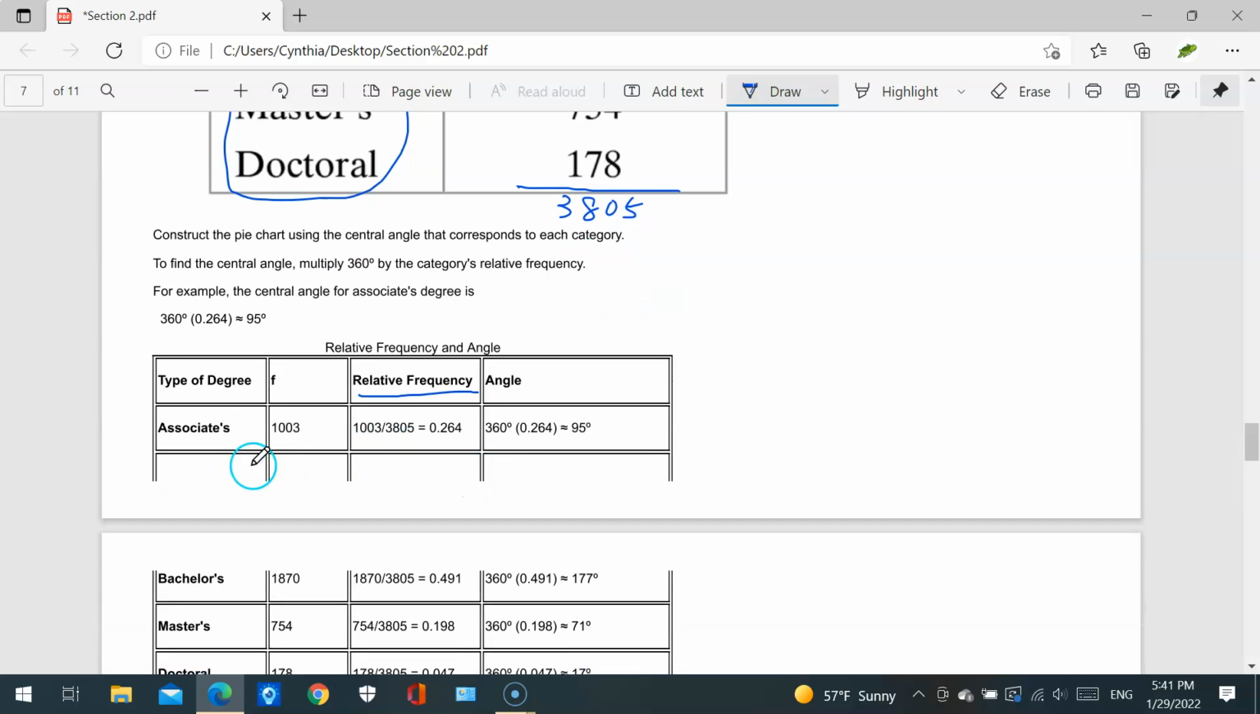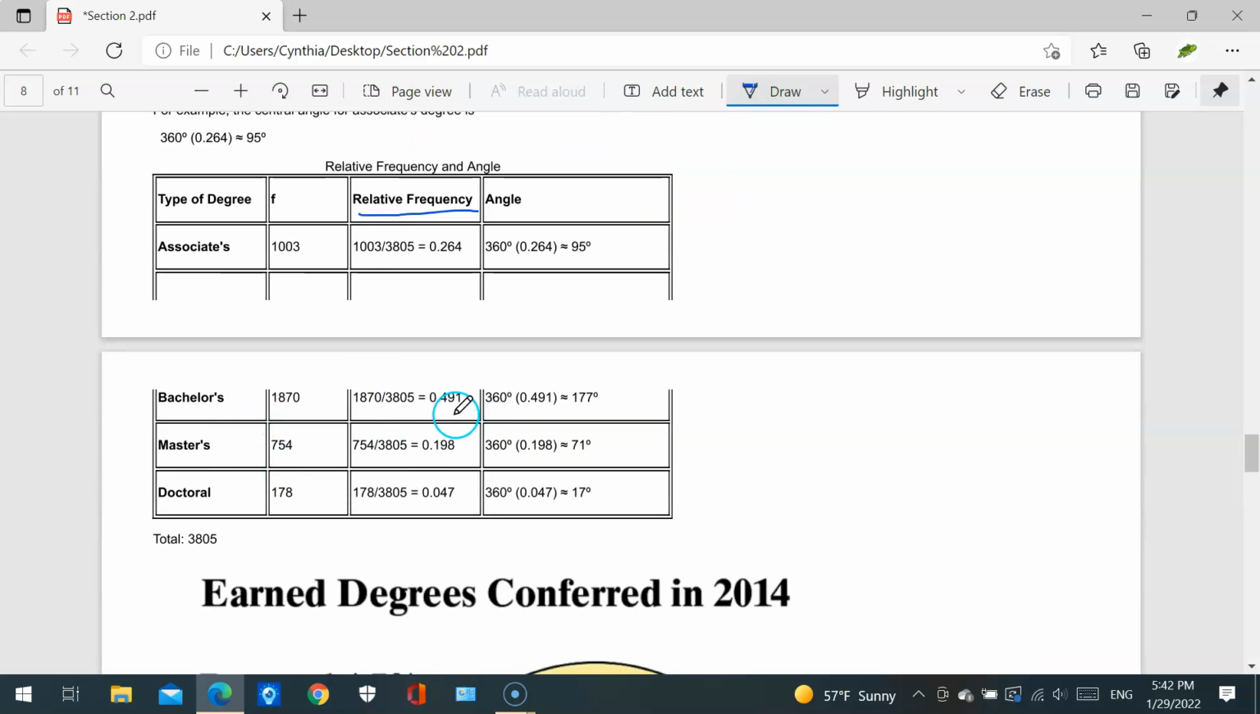So here, you can see for the associate degree, the frequency number is 1003. To get the relative frequency, we use 1003 divided by the total frequency. So the relative frequency is 0.264. Bachelor has 0.491. Master has 0.198. And the doctoral degree has 0.047.